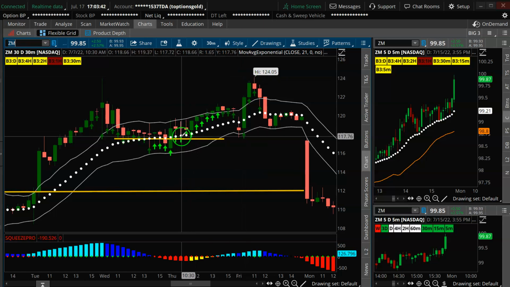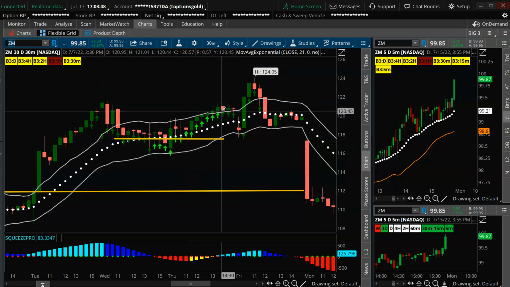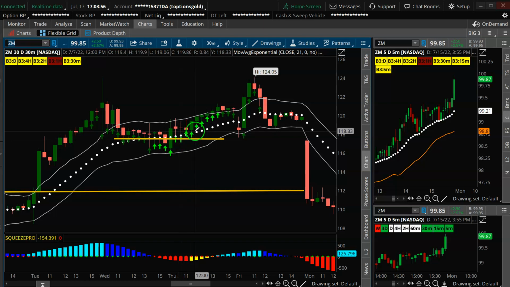Just last week we traded the Zooms through here, 30-minute squeeze, trading above the 30-minute 21. Of course we had the Big 3 buy signal there. But the point being is you want to have that squeeze, that buildup of energy, on top of your launching pad. Then you're looking for liftoff.